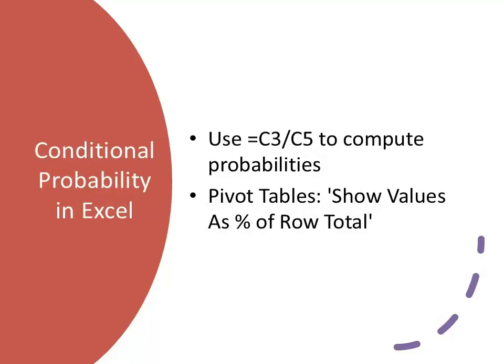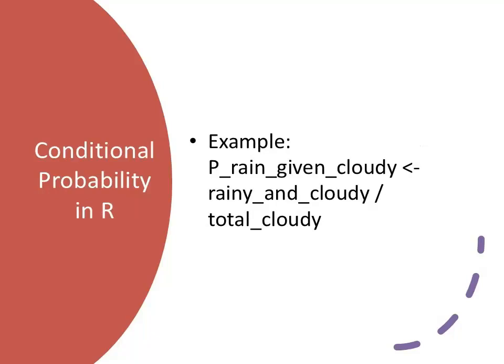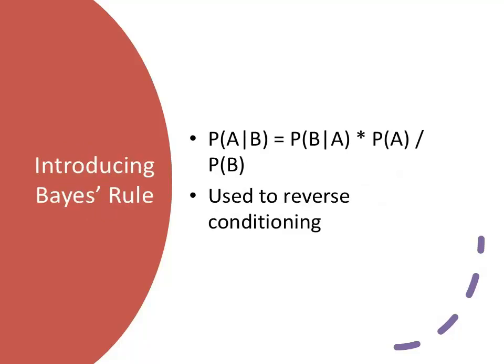In Excel, we can calculate conditional probabilities by dividing a cell with the joint count by the marginal total for the condition. Pivot tables make this even easier by letting us display values as percentages of row or column totals. In R, conditional probabilities are straightforward using subsetting or table functions. For example, we can sum over categories or use the prop.table function with a margin to get conditional probabilities across rows or columns.